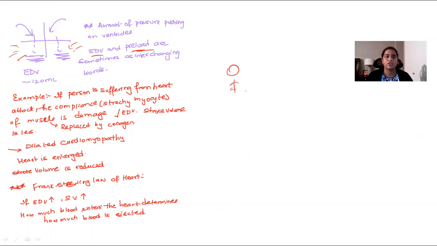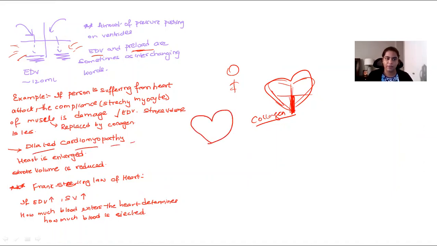The compliance, the stretchy myocyte, I told you the heart is covered by a muscle, right? And the interventricular septum is also muscular. Now, if there is any damage done to that and it is replaced by collagen, that is when the person might go into a heart attack. Okay. And dilated cardiomyopathy is when the heart is enlarged beyond normal.